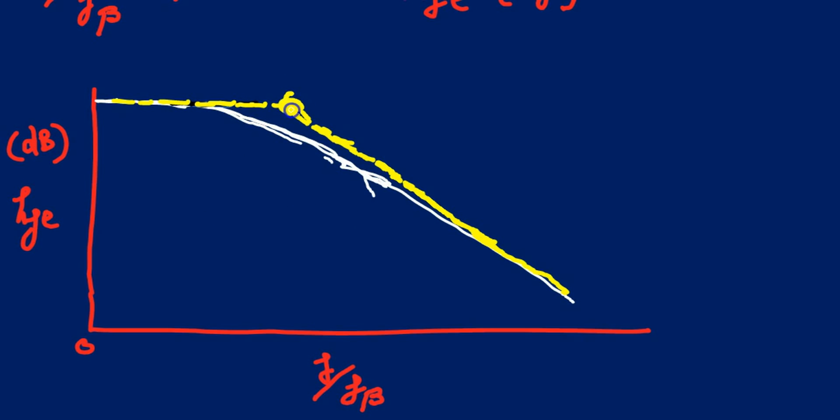And this point is very important. This is f beta. Here it is 1, meaning f equals f beta. F upon f beta equals 1, meaning the frequency is equal to f beta.